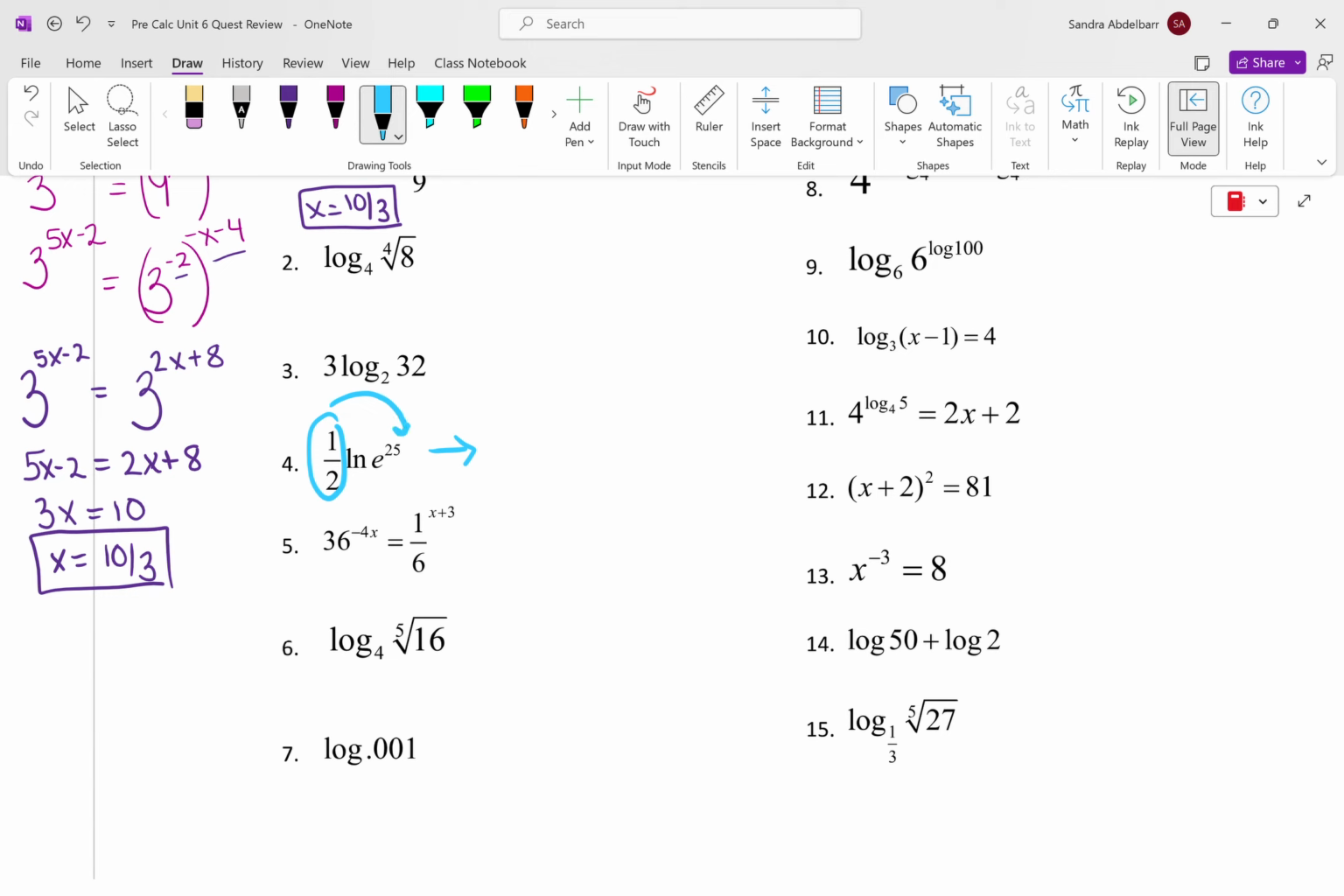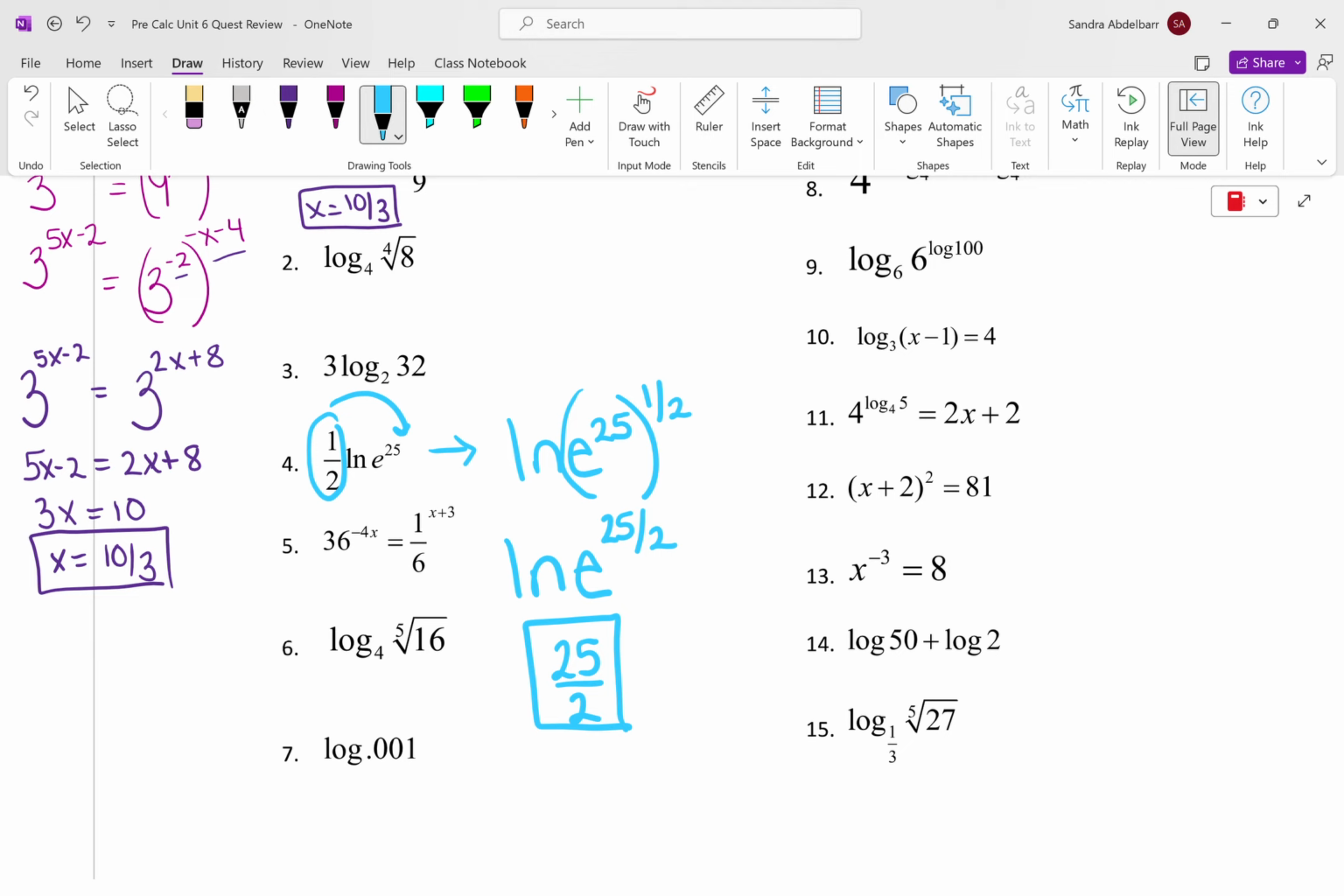All right, so for number 4, I'm taking that half and I'm bringing it up here. So now I'm going to have ln of e to the 25th raised to the half. Power to a power, we multiply, so now I have ln of e to the 25 over 2. Is this a shortcut? Yeah, what is it? 25 over 2.